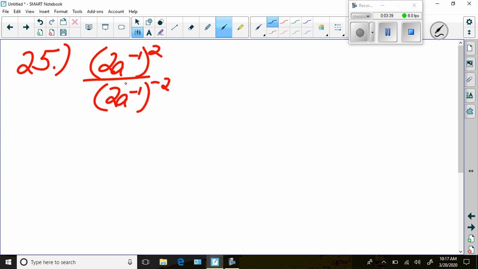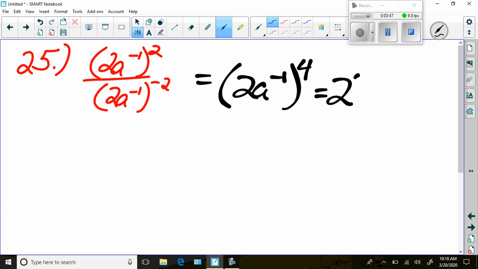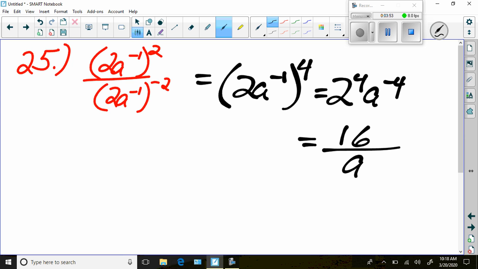Number 25, hey, those match. So that's going to be 2a to the negative 1 to the 4th. So that's 2 to the 4th, a to the negative 4th, which is 16 over a to the 4th. And that's number 25.